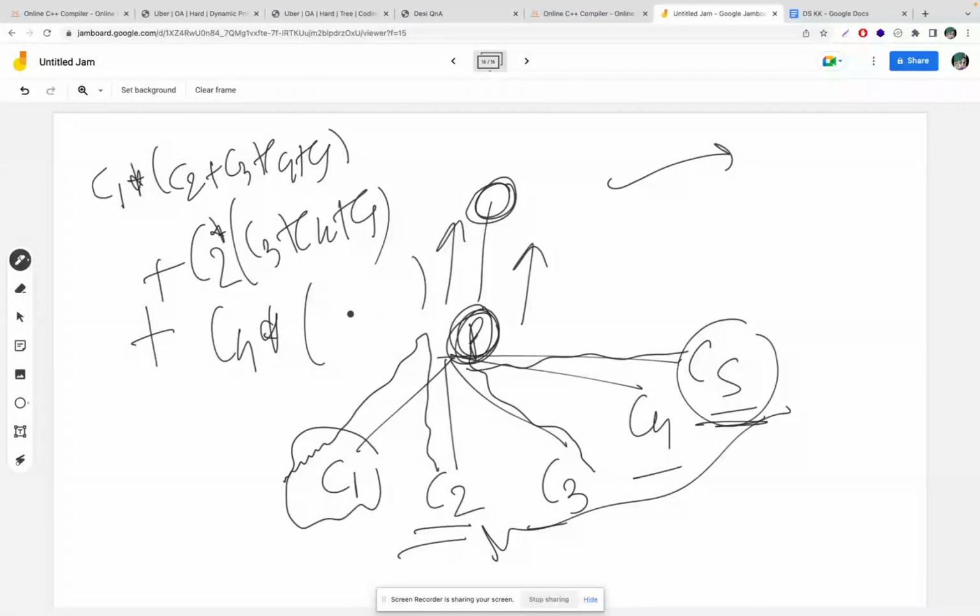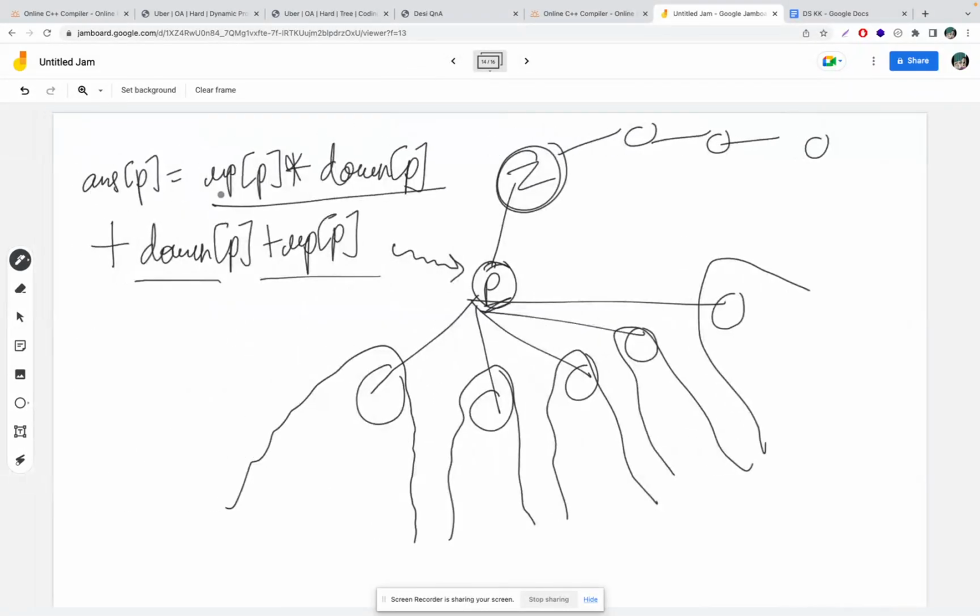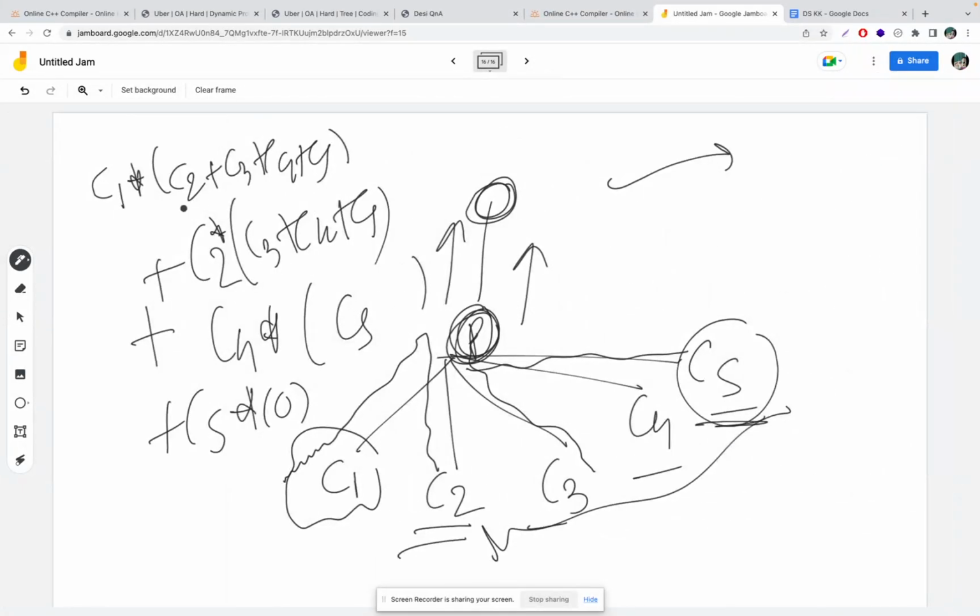So C4 into C5, and when you come to C5 there is nothing to compare. So C5 into 0. So guys, the full answer is what? The full answer for P is nothing but up of P into down of P plus down of P plus up of P plus, see how complicated and nice this question is, C1 into C2 plus C3 plus C4 plus C5, C2 into C3 and so on.